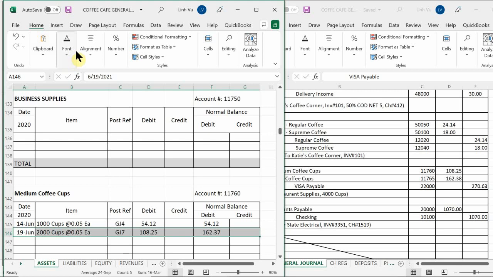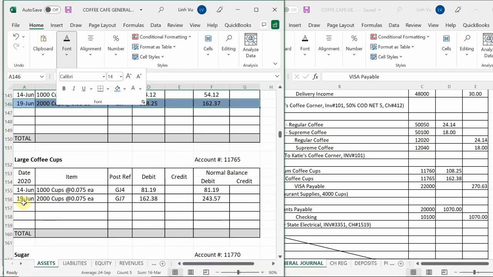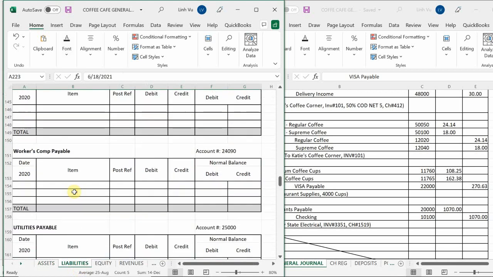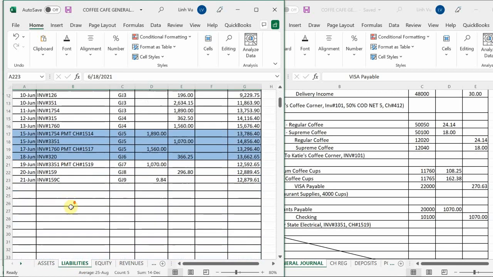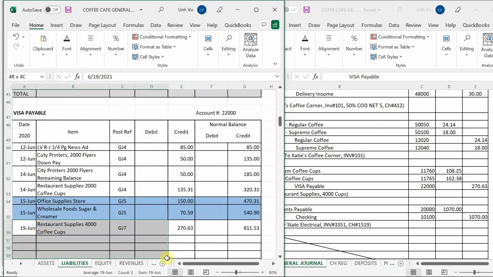Sorry. I'm looking at two different things. So that's correct, right? We have it for 108. Okay. We have the medium coffee cups for the 162.38. And of course, we paid with a Visa payable credit card for the 270.63. There we go. 270.63. So that is correct.